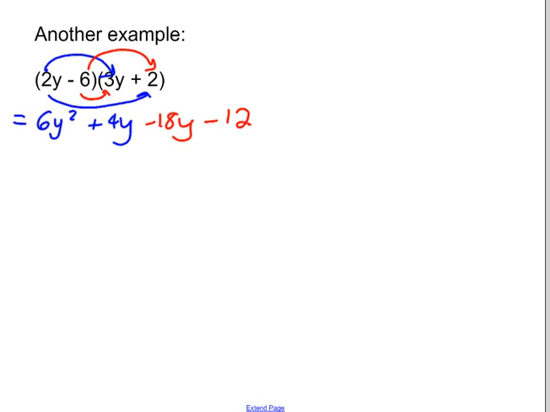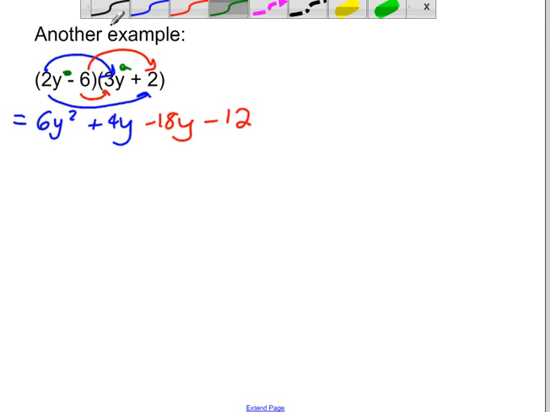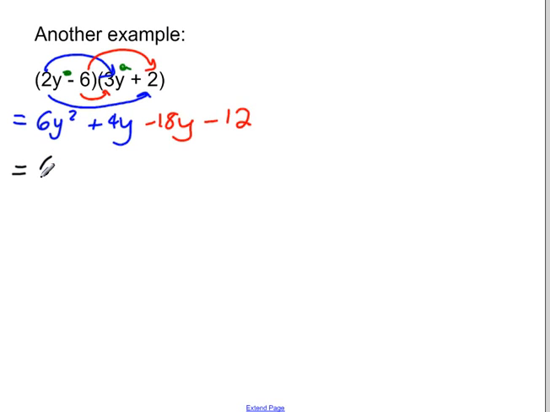In a way, if you look at this, it kind of looks like a happy face. I know that that's kind of silly, but we put little eyes there. We have a person that's smiling. So that's another way of kind of remembering. It's like the happy face method. And then again, remember we have to collect our like terms. So we get 6y squared, negative 14y, and negative 12, and that is our final answer, and that is how you multiply binomials.